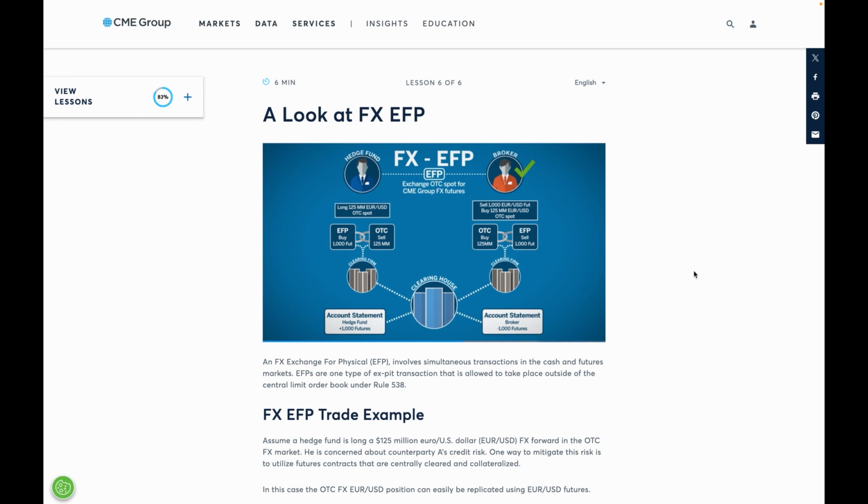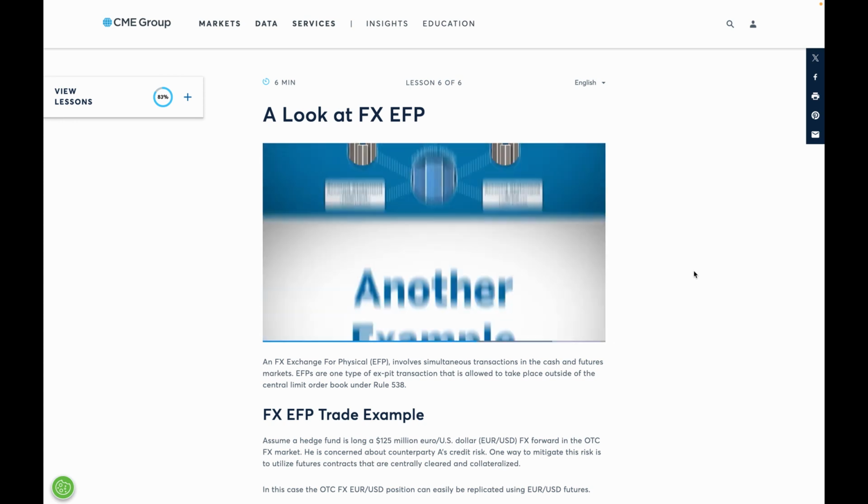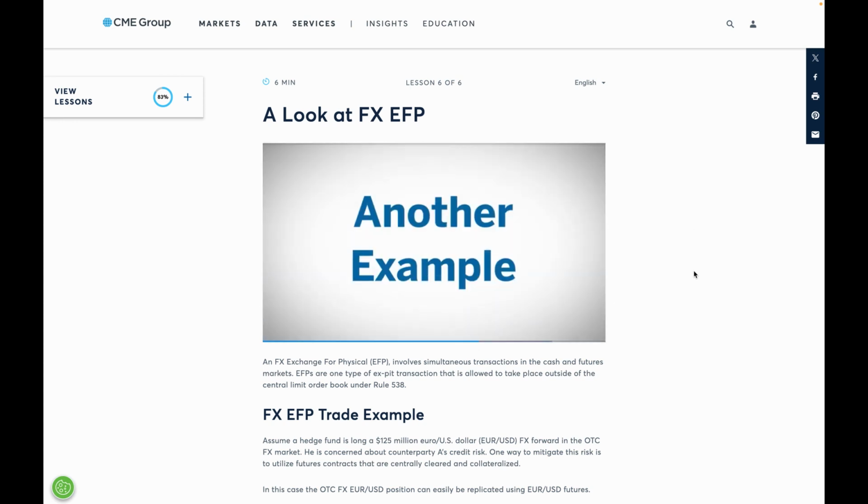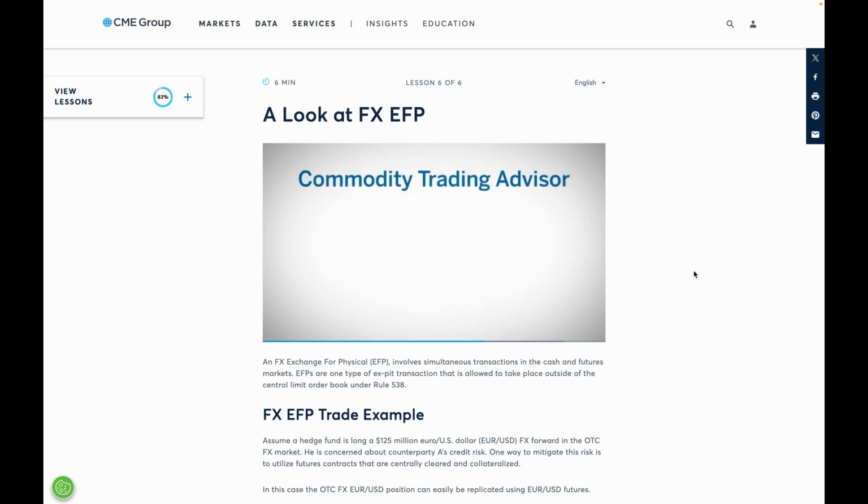The hedge fund now has the forward Euro US dollar position exposure it wants, and has also mitigated counterparty credit risk by using centrally cleared Euro US dollar FX futures. Let's consider another example of an FX EFP transaction. This time, let's assume there is a commodity trading advisor, also known as a CTA. CTAs manage money for their customers.